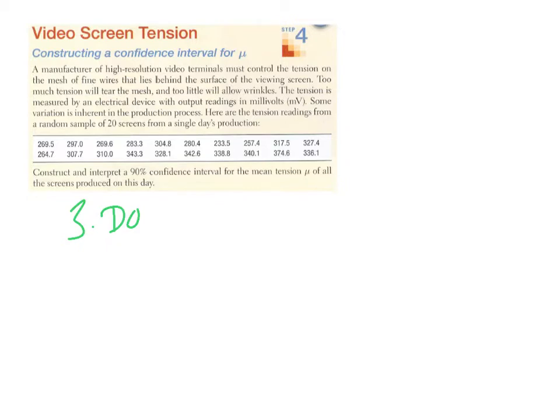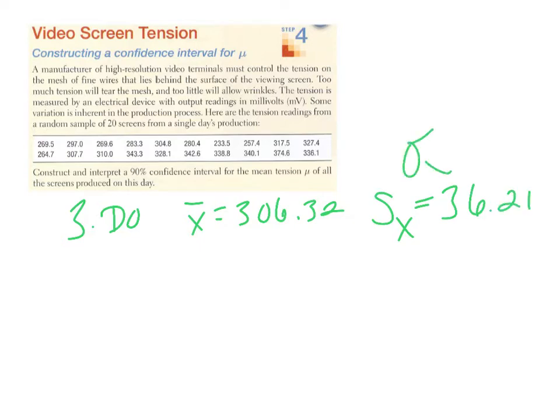In step 3, I need to show my work and my calculations here. My mean is 306.32. This was not given to me. I went ahead and put it all in my calculator in list 1, and then when I pull up my statistics for list 1, I get my mean of 306.32. I'm using the standard deviation of my sample. You are not using that one. You're using the standard deviation of your statistic of this sample.